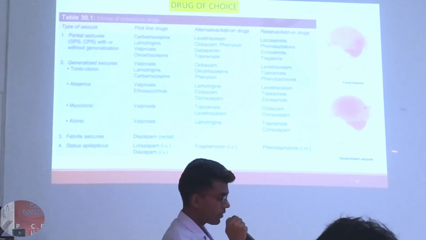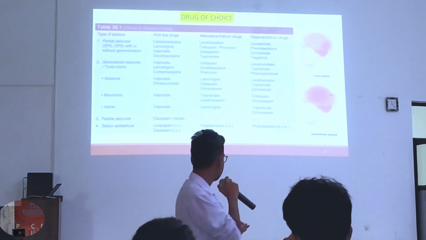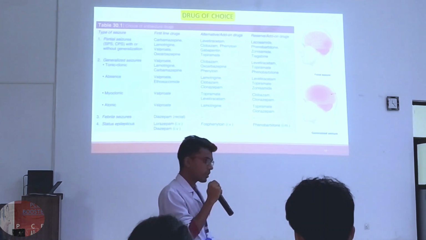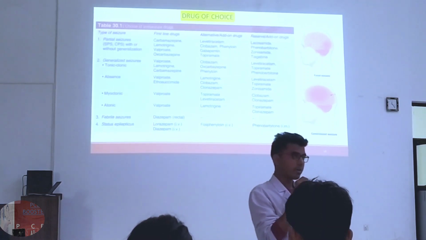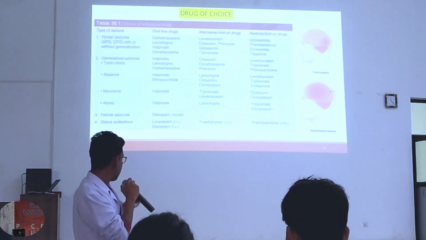In atonic seizure, valproate is used, and in febrile seizure, meaning seizure in a child during fever, we can use diazepam given rectally. And for status epilepticus, the first choice of drug initially will be a benzodiazepine drug, that is lorazepam or diazepam.